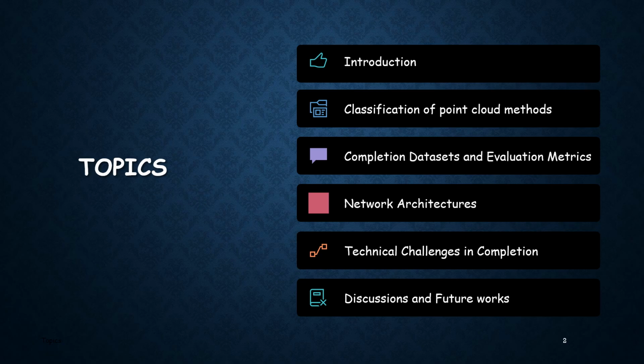In this paper, we introduce the task of point cloud completion and classify completion methods by their inputs, outputs, and technical approaches. We list the datasets, evaluation metrics, and network architectures often used for the task. We discuss technical challenges in the field and point out future research directions.